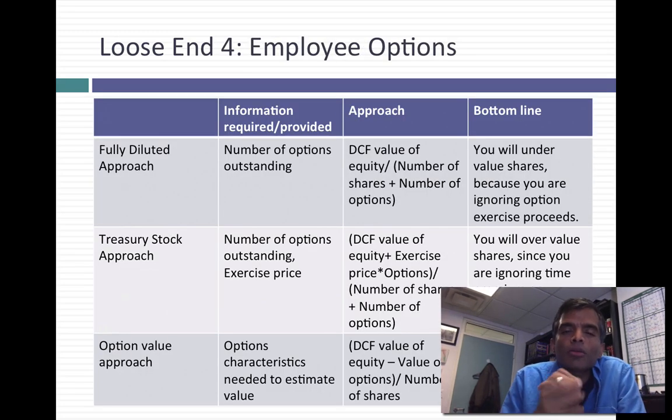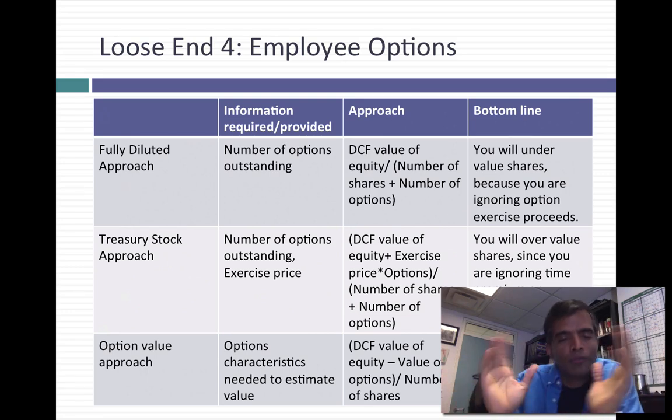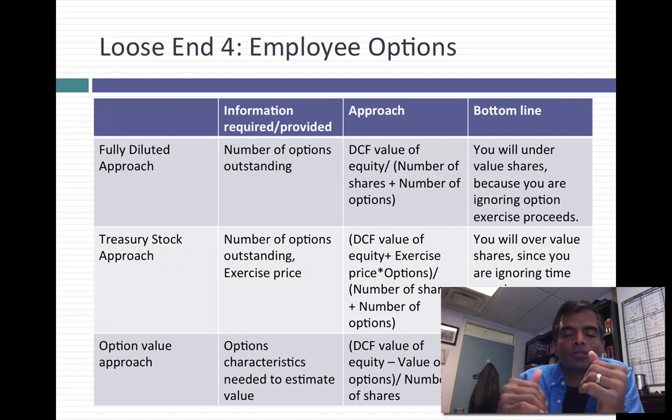Final loose end: we talked about employee options, and I went through 3 ways, from the worst way to the best way. The worst way, of course, is the fully diluted approach, and here's what you do. You divide the DCF value of equity that you get by the total number of shares outstanding, including the options. So the information you need is just the number of options, and the bottom line is you will undervalue the shares because effectively you're not even counting the exercise proceeds from the option.